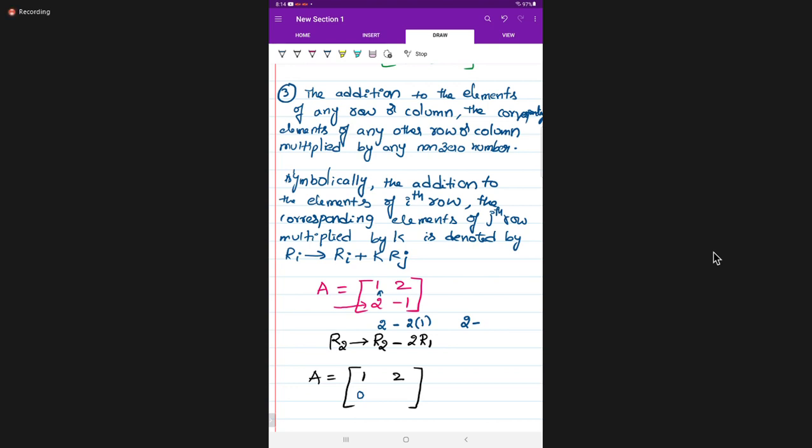Tell me the second element also. What is the second element here? It is minus 1. Minus 2 into minus 1's upper element, which is 2. Totally what do you get here? Minus 1 minus 4, which is equal to minus 5.